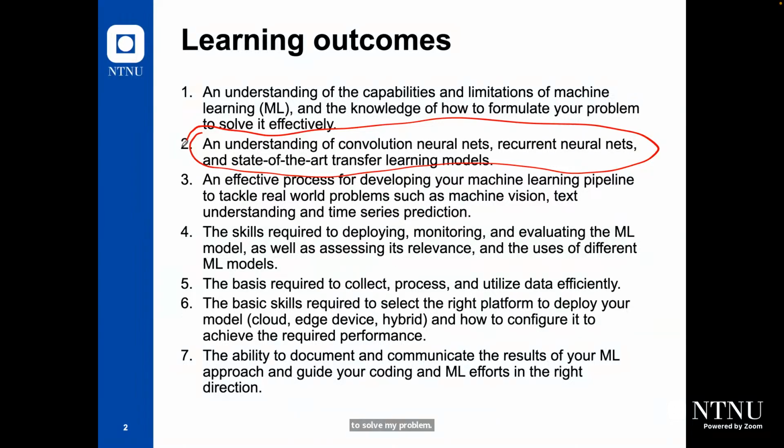Point number 3 here: an effective process for developing your machine learning pipeline to tackle real-world problems such as machine vision, text understanding, and time series prediction. We also need to learn something called pipelining in machine learning. Pipelining is a very simple term, in fact, and we will use maybe a week or less to build a pipeline.